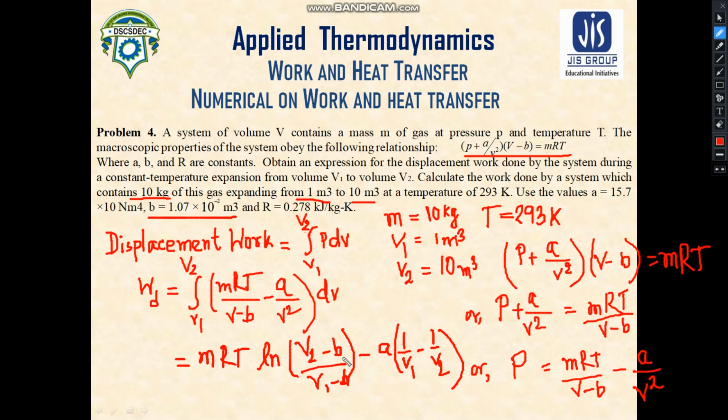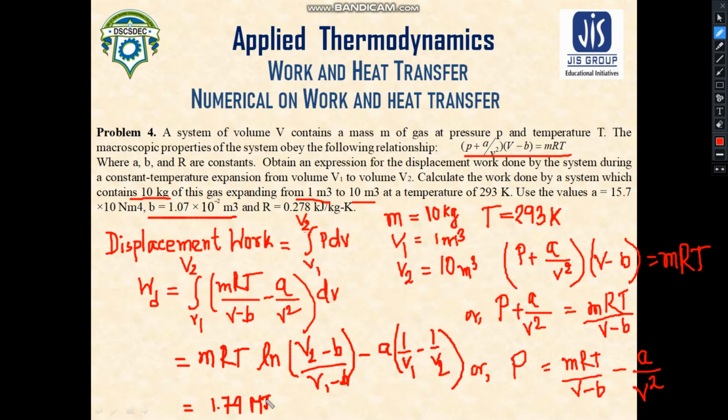So easily you can calculate this, and if you calculate in a sharp way, I hope it will give you a result of 1.74 megajoule. So this will be the work done by this process: 1.74 megajoule.